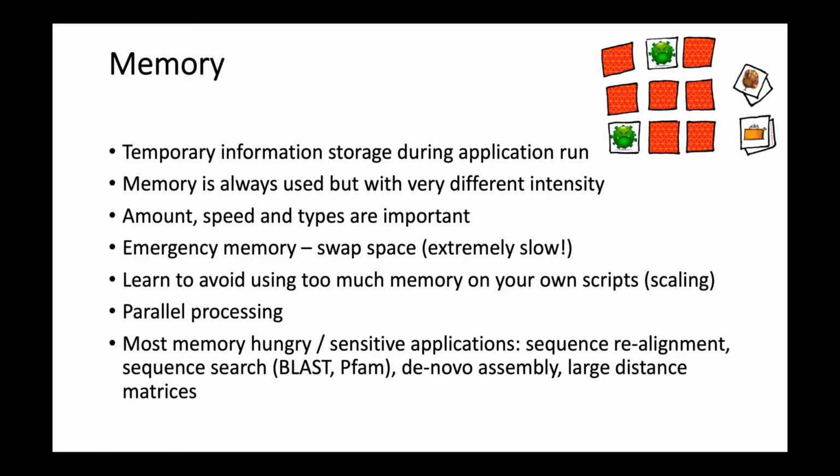The most memory hungry or sensitive applications are again the sequence realignments. It's especially sensitive to the speed of the memory. Of course, all the sequence searches when you have the database usually in the memory, so BLAST, HMMER. De novo assembly is very sensitive to the amount of memory. You have to have a lot. And of course, if you have large distance matrices, they also have to be in the memory.